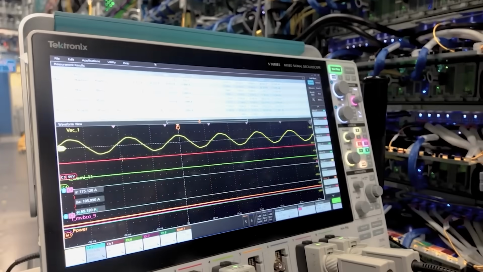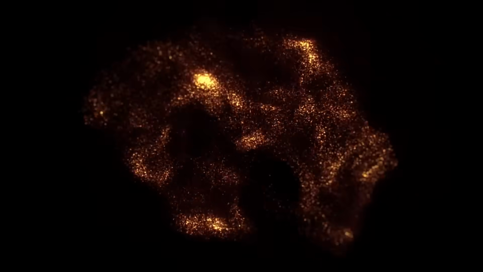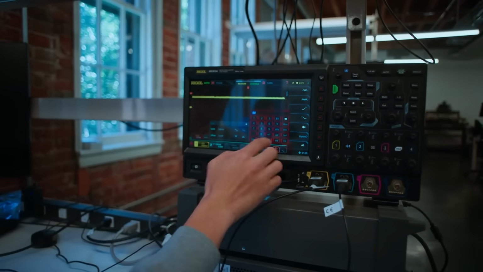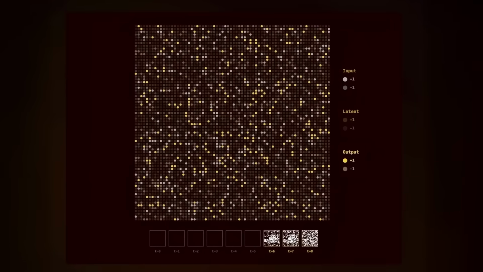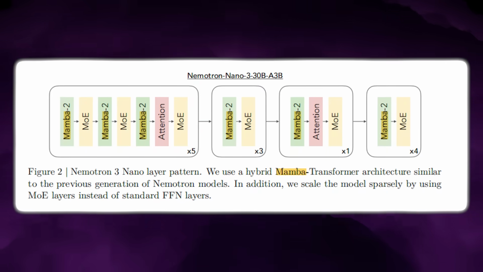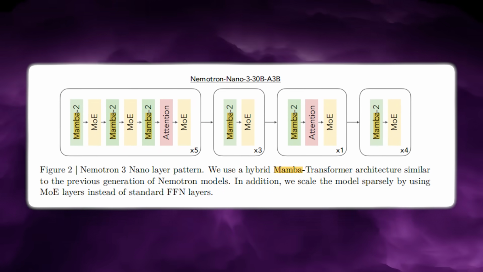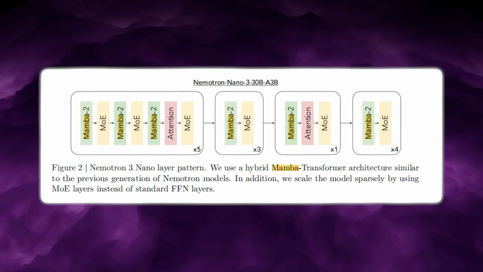But the real architectural shift comes from what Nemotron removes. Most large language models are dominated by transformer attention layers. Attention is powerful, but it scales poorly as context length increases. Memory usage grows rapidly, computation fragments, and throughput collapses when sequences become long. Nemotron replaces most of these attention layers with Mamba 2 state space layers, retaining only a small number of grouped query attention layers where precise token-to-token interactions are essential.